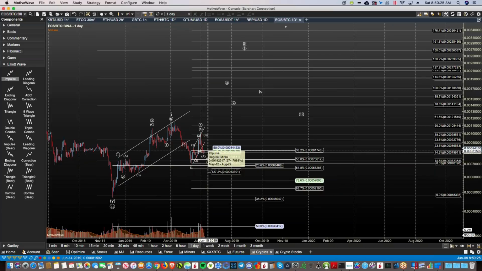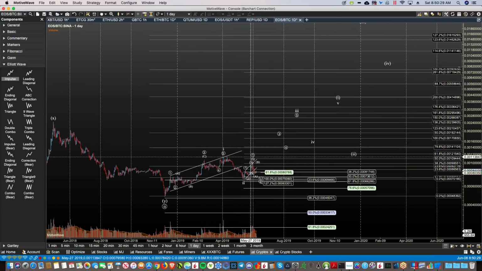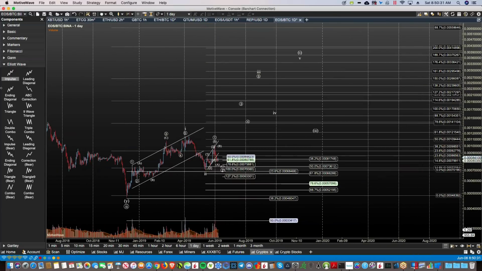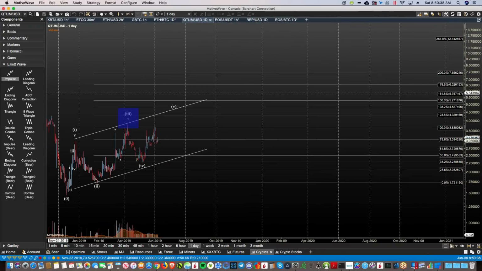But again, the USD chart is in a correction with no sign of ending yet, and so is the Bitcoin chart, with no sign of ending yet. So we were ready for the top in that one, and certainly it is in. All right, QTUM is next.